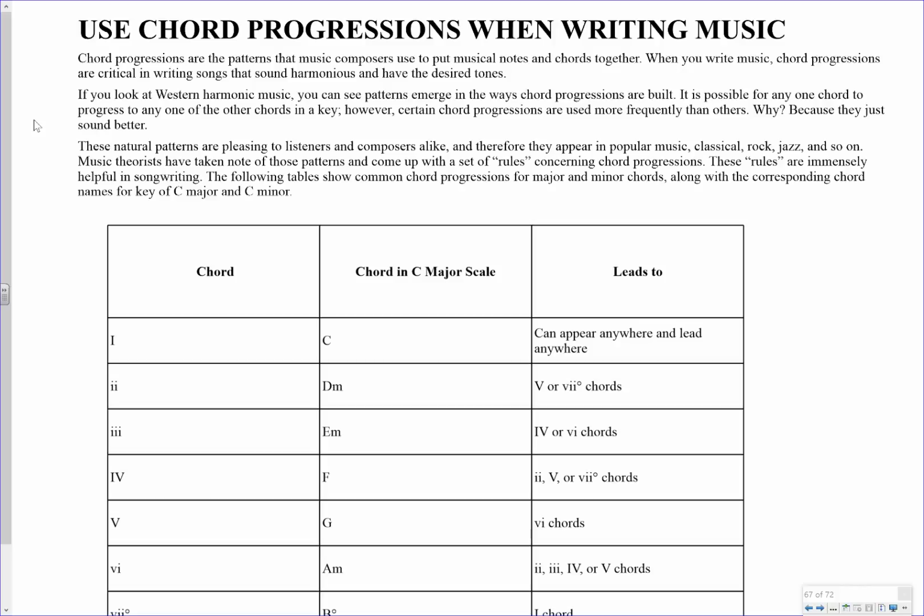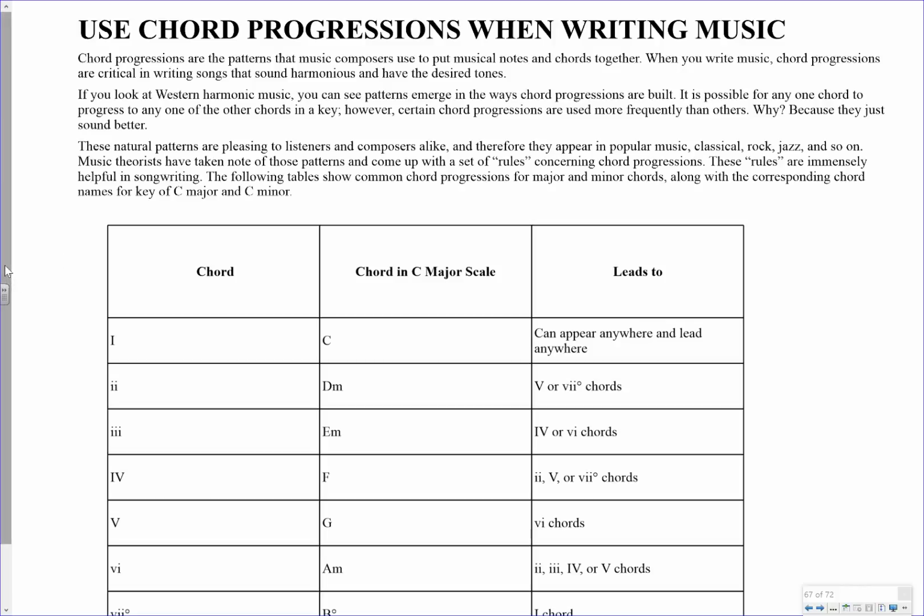These natural patterns are pleasing to listeners and composers alike, and therefore they appear in popular music, classical music, rock music, jazz music, and so on. Music theorists have taken note of those patterns and come up with a set of rules concerning chord progressions. These rules are immensely helpful in songwriting, and the following table shows common chord progressions for major and minor chords, along with the corresponding chord names for the key of C major and C minor.